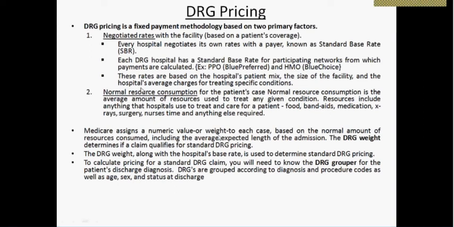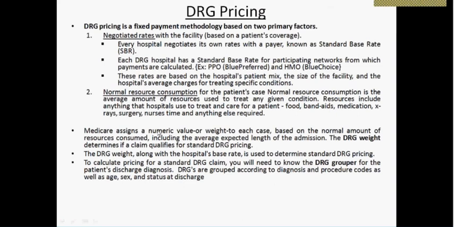Medicare assigns a numeric value, a weight, to each based on the normal weight of the resources consumed. That is called your DRG weight, which determines the DRG pricing. The DRG weight along with the hospital's base rate is used to determine DRG standard pricing. To calculate the pricing for the standard DRG, you will need to know the DRG grouper for a patient's discharge diagnosis. A grouper means a number that is assigned to a group of DRG codes. These are according to the diagnosis and procedure codes as well as some other demographic information. These are the rules that govern the DRG pricing. That's all we are talking about.